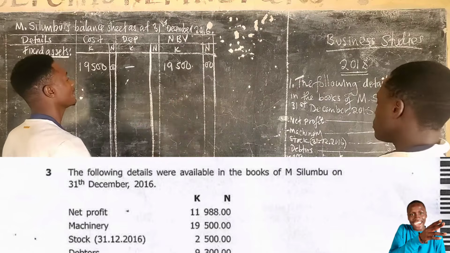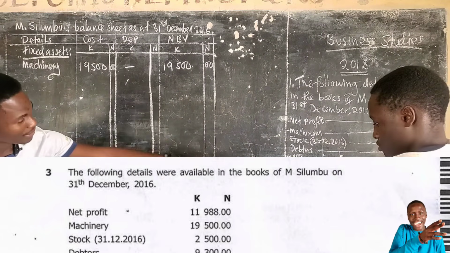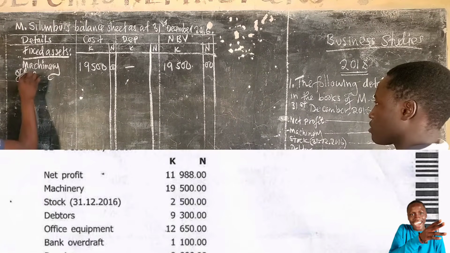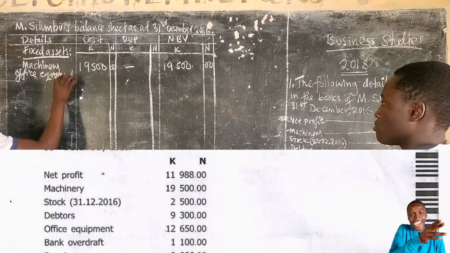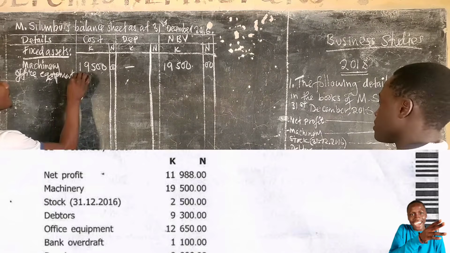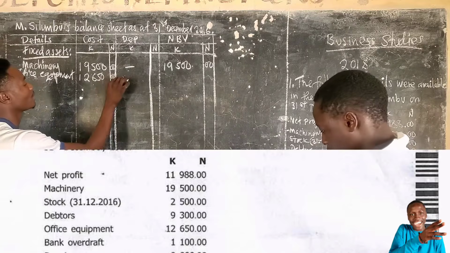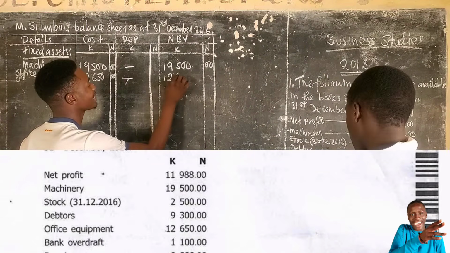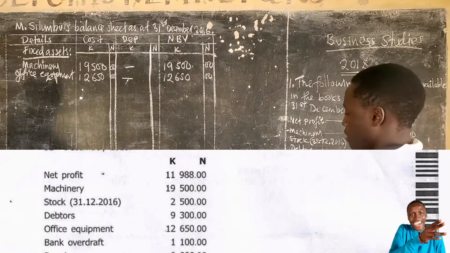19,500. All right. Let's go to the next fixed asset. According to our list, it is office equipment. Office equipment, right? Yes. How much? 12,650. No depreciation, the same amount, 12,650. You write it in the last column.